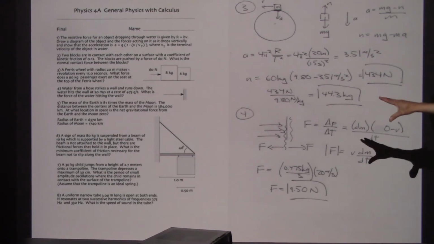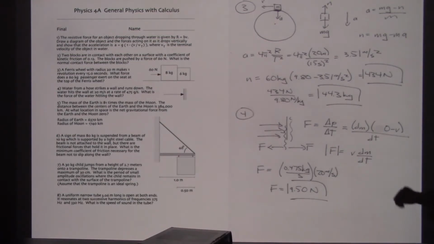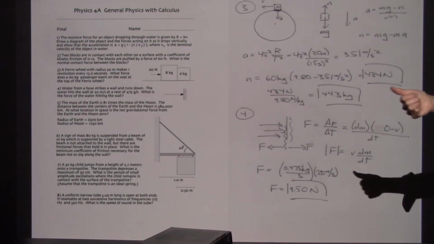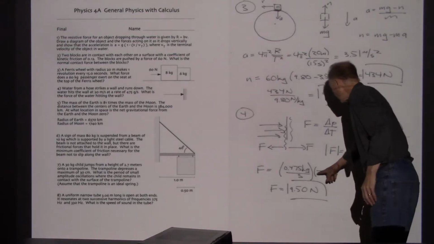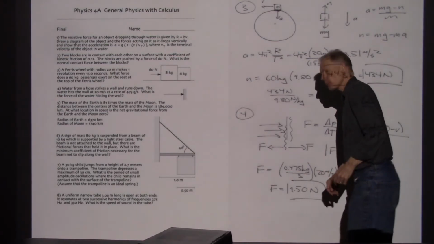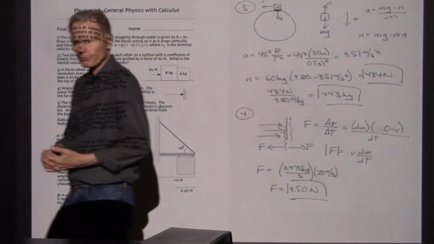The diagram that we drew is already letting people know that there'll be two forces, one acting on the water, one acting on the wall, and they're going to be the same magnitude. All right, and then this worked out to be 9.50 newtons.